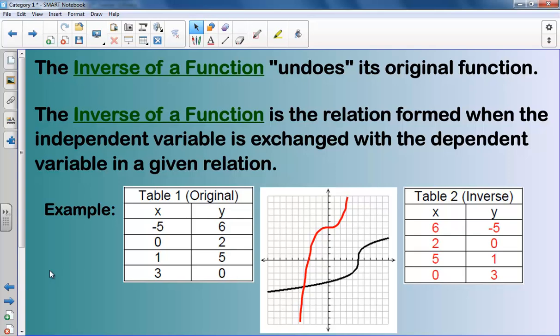And so it's your x and y changing places. So you can tell by the table. If I have the original table here, just my x and y values are going to switch. So we can always just build a table.